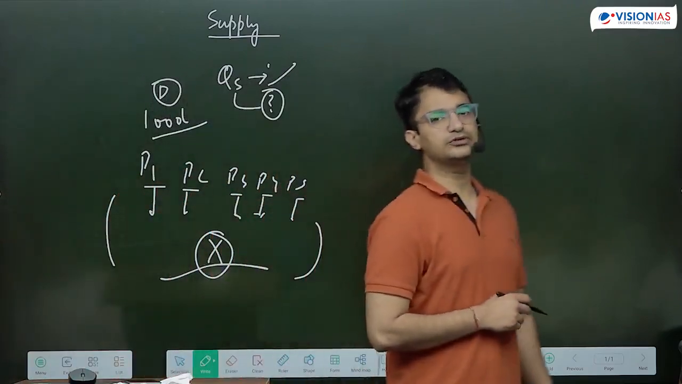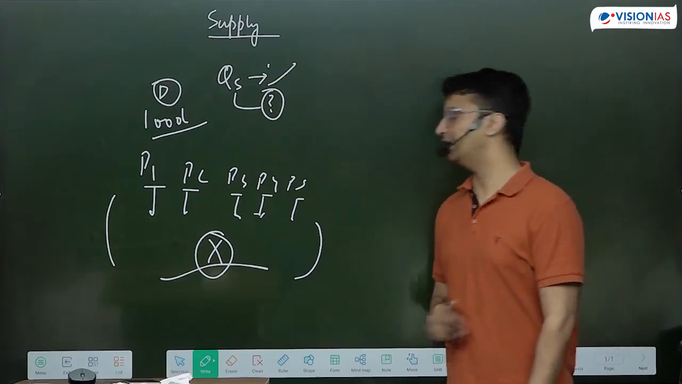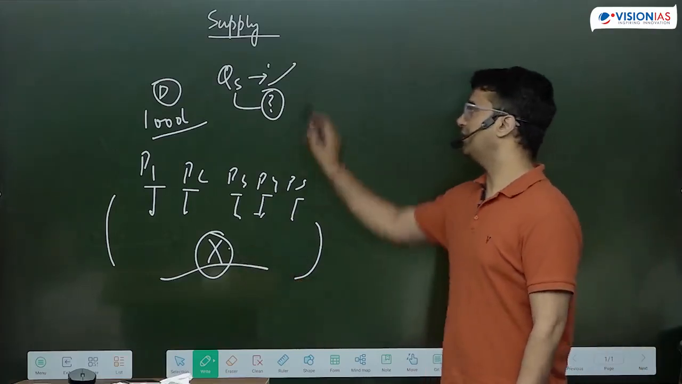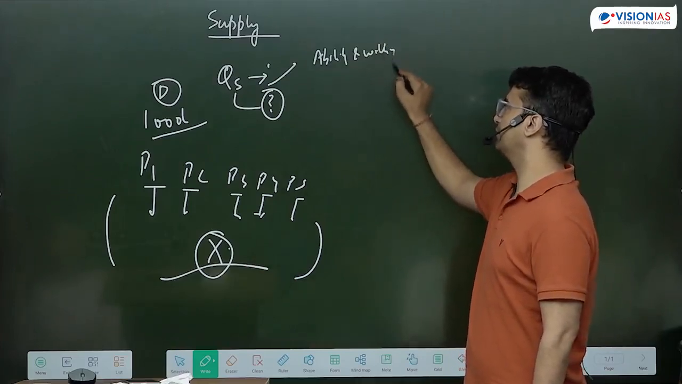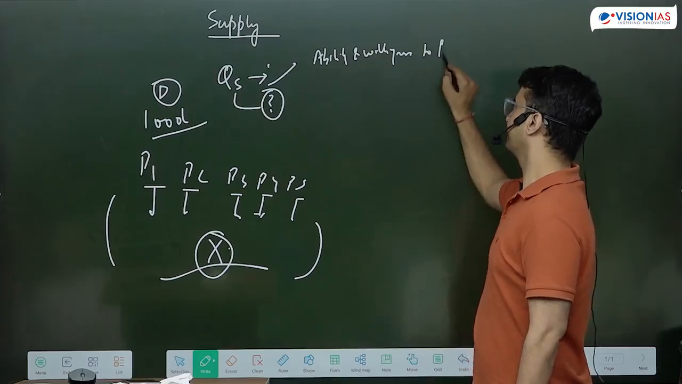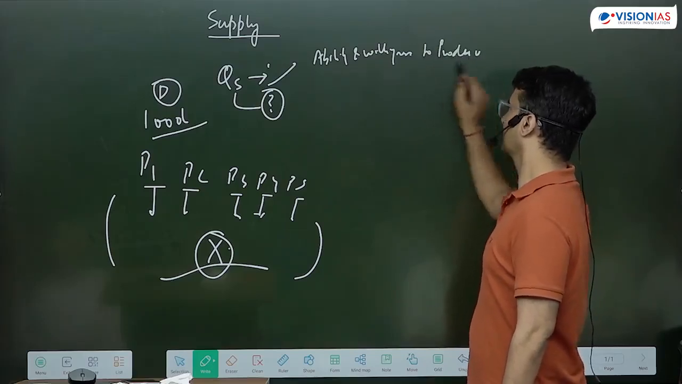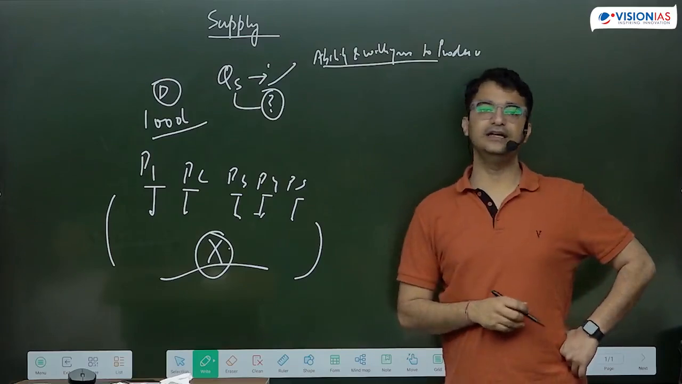कितनी क्वांटिटी प्रोड्यूस कर सकते हैं, कितनी क्वांटिटी प्रोड्यूस कर रहे हैं, ये किस चीज के ऊपर डिपेंड करेगा? एबिलिटी एंड विलिंगनेस किस चीज के ऊपर डिपेंड करेगी? बताओ. एबिलिटी एंड विलिंगनेस टू प्रोड्यूस.